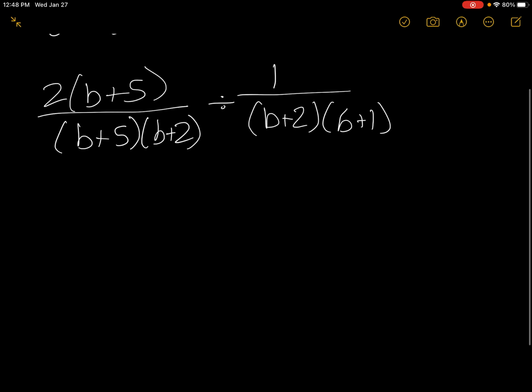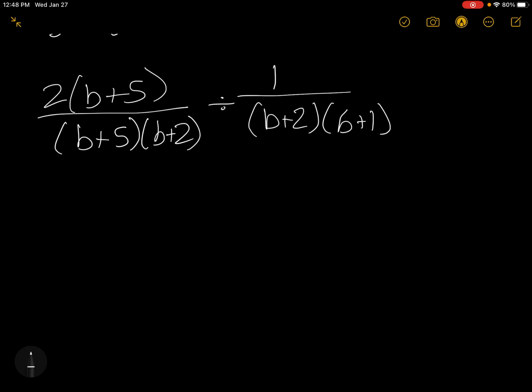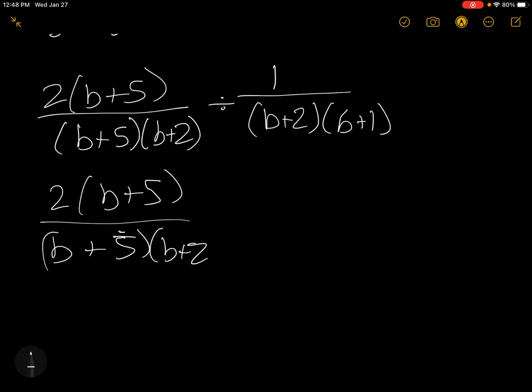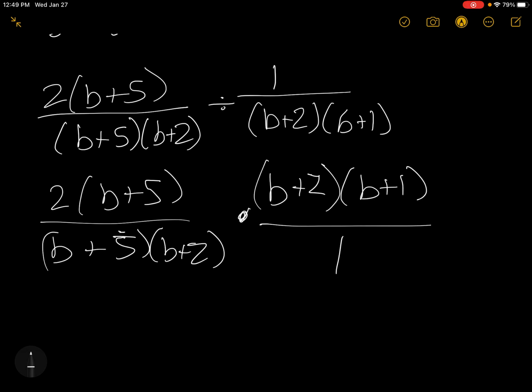Now we're going to set this up as a multiplication problem. So we're going to multiply our first rational expression, 2 times b plus 5 over b plus 5 times b plus 2. We're going to multiply that by the reciprocal of our second rational expression. So we're going to rewrite this. So our numerator becomes our denominator, and our denominator becomes our numerator. So now it is b plus 2 over b plus 1.